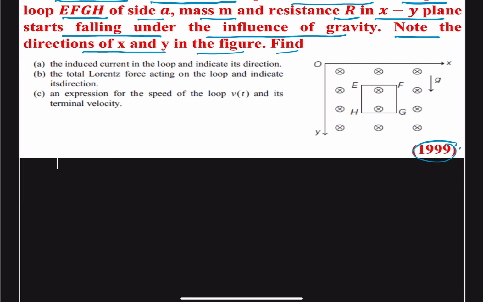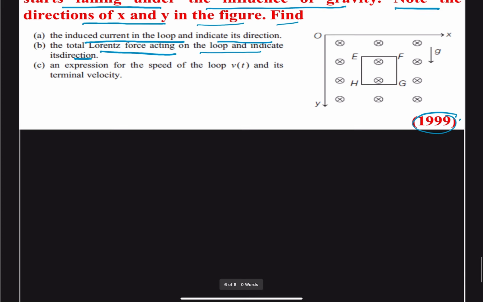We have to find out three things. First of all, the induced current in the loop and its direction. Total Lorentz force acting on the loop and its direction. And finally, we have the expression of the speed of the loop Vt and its terminal velocity.